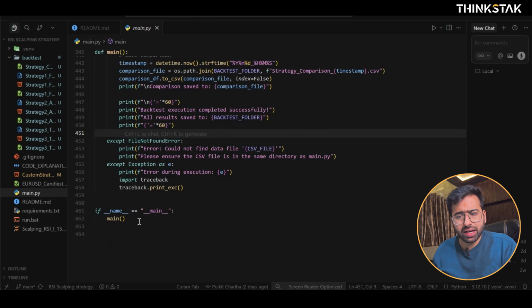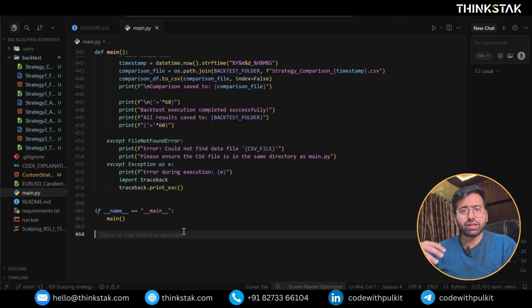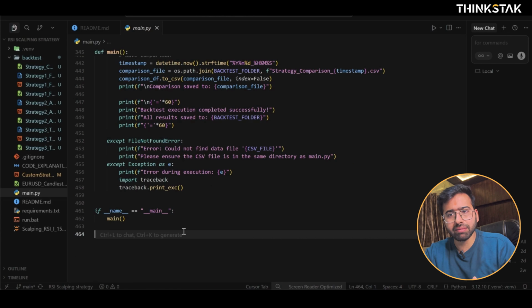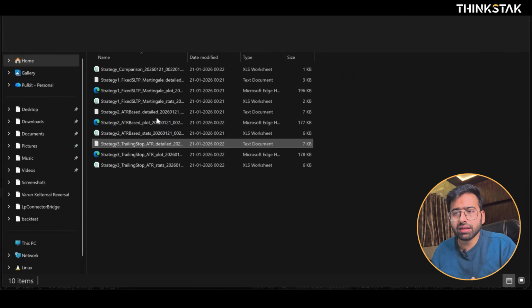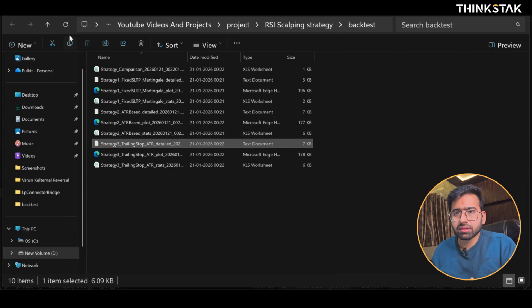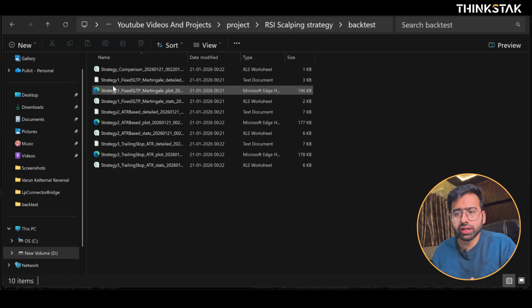Now this is a fairly simple program that I have created to backtest your stop loss and target. You can always tweak your parameters above in the input. This is very easy. You don't need to change anything down. Just change the indicator parameters and the details from above. Now let's go to the backtest folder here. It is in the root folder.